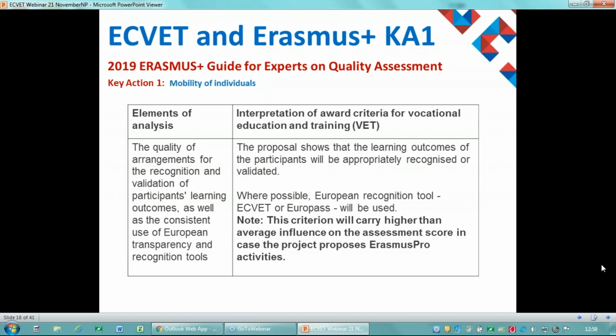Another useful document that's highlighted to you on the screen at the moment is the Guide for Experts on Quality Assessment. This is produced for Erasmus Plus evaluators and provides a useful insight into what evaluators are looking for in your applications. You can see on the screen that this will have a focus on the recognition of learning outcomes that are achieved while learners are on mobilities overseas. So it is really important. It can feel as if there's a little bit too much to read before you put your application in, but if you've got time now, it is well worth having a quick look at the Guide for Experts.